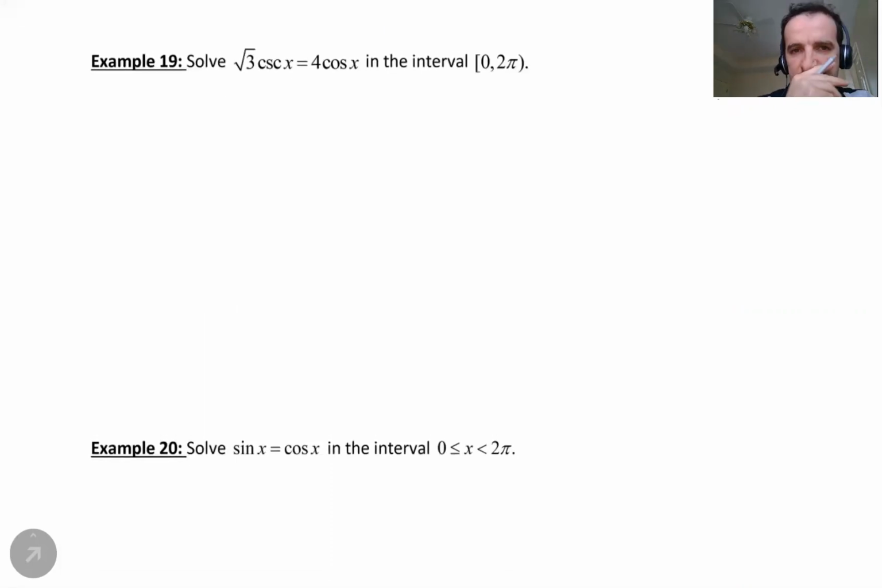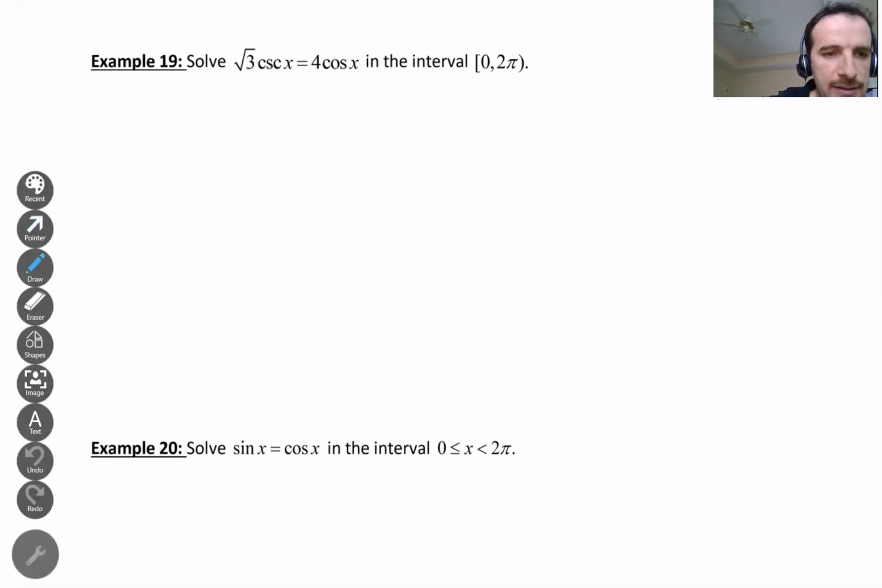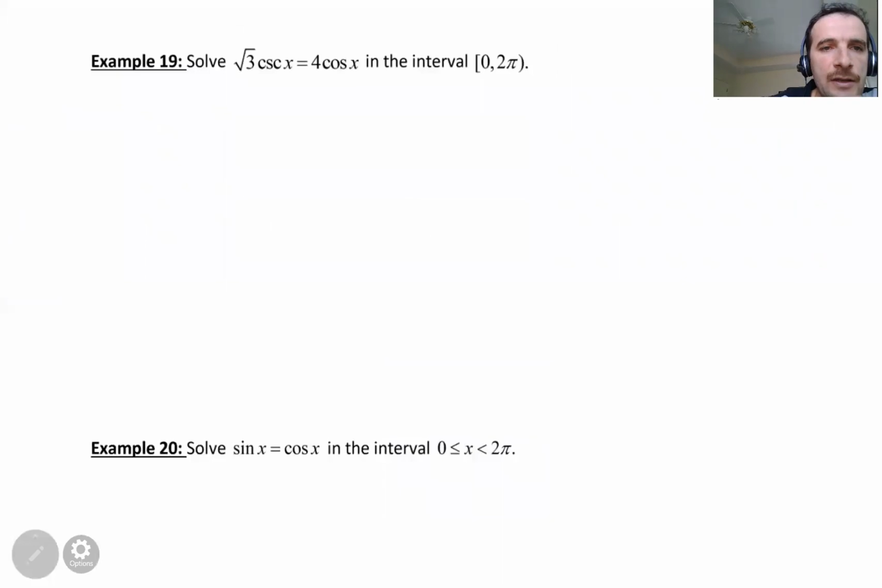Let's look at example 19. Solve root 3 cosecant x equals 4 cosine x. First of all, I have to rewrite cosecant as 1 over sine, right? So root 3 times 1 over sine equals 4 cosine, not theta, x. I keep writing theta.